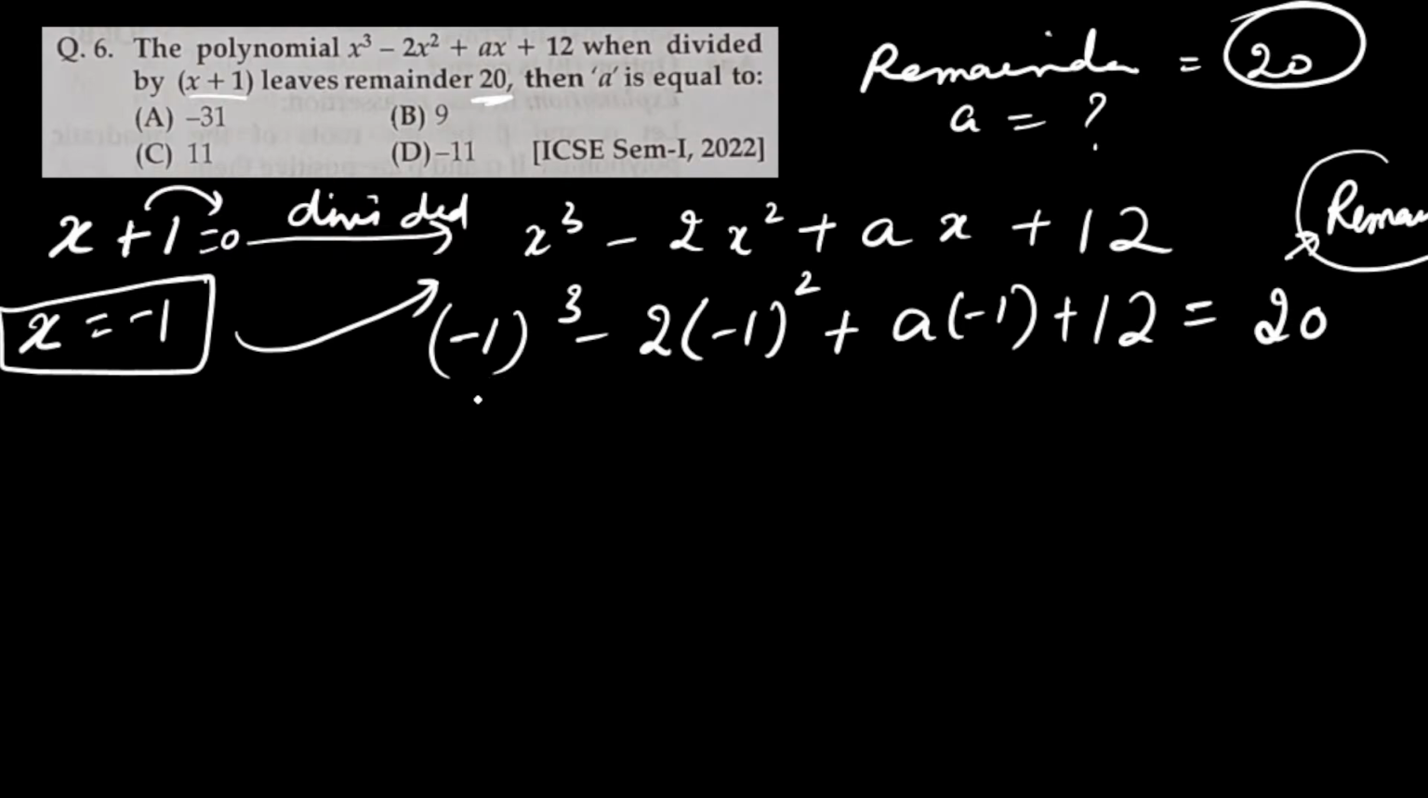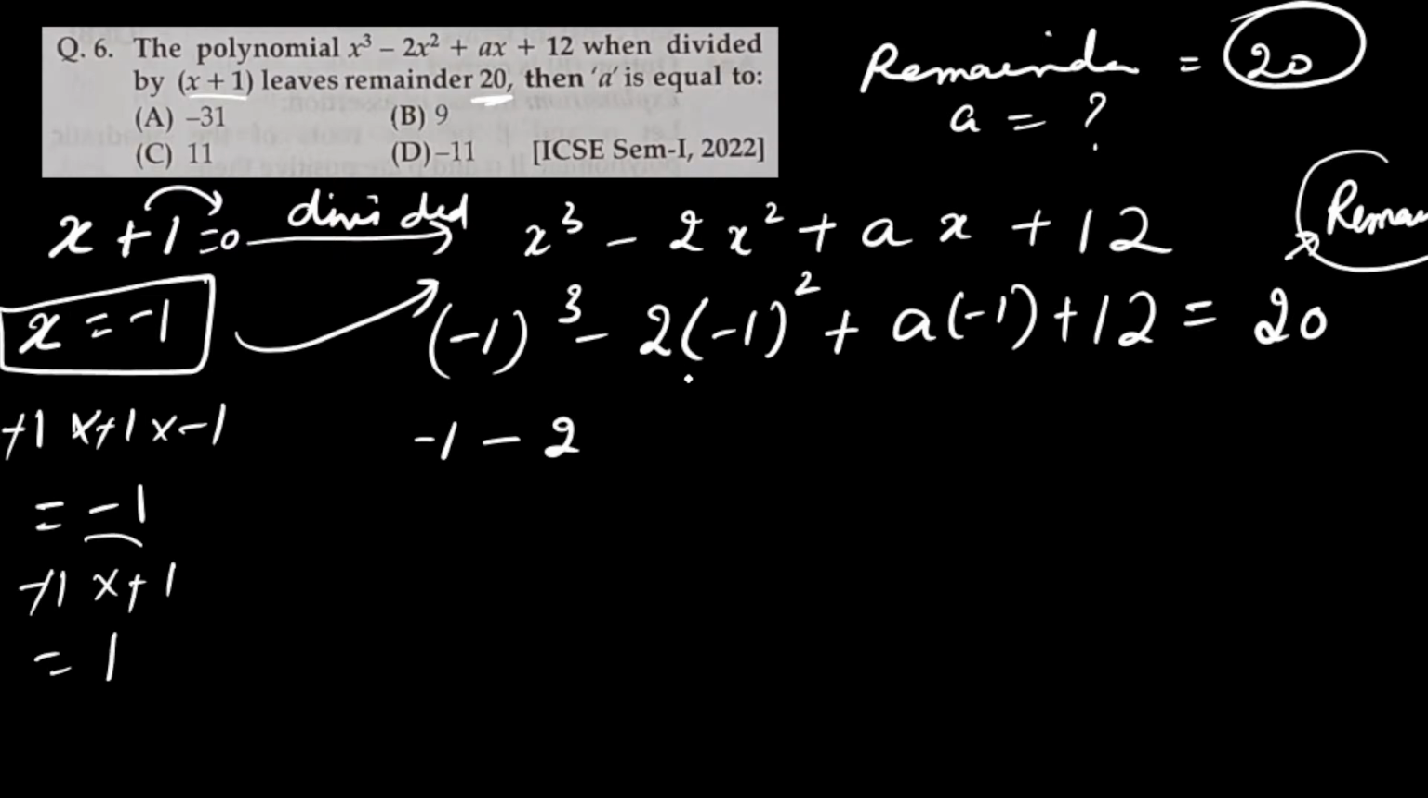Cube of negative is negative. So minus 1's cube will be minus 1 only, because minus 1 into minus 1 into minus 1, two minus signs will get cancelled. So the answer is minus 1. Now minus 2 into square of negative, which is positive. It's minus 1 into minus 1, minus and minus get cancelled, 1 into 1 is 1. So 2 into 1 is 2 only. Now here a into minus 1 is minus a. Here please be very careful with the signs. Plus 12 is equals to 20.